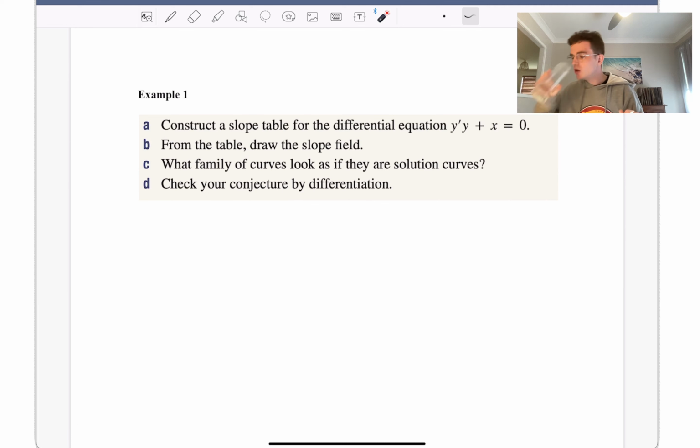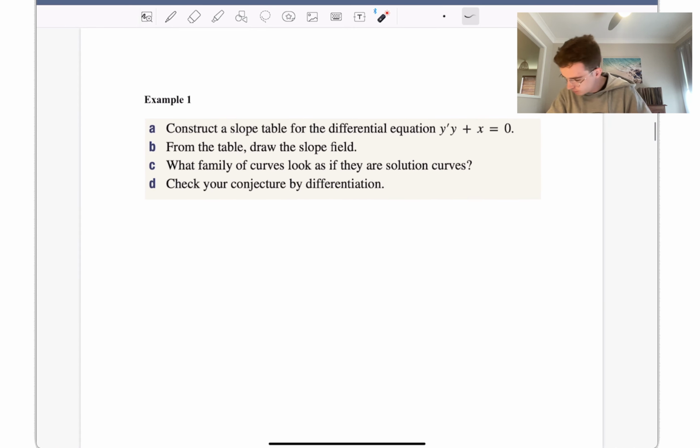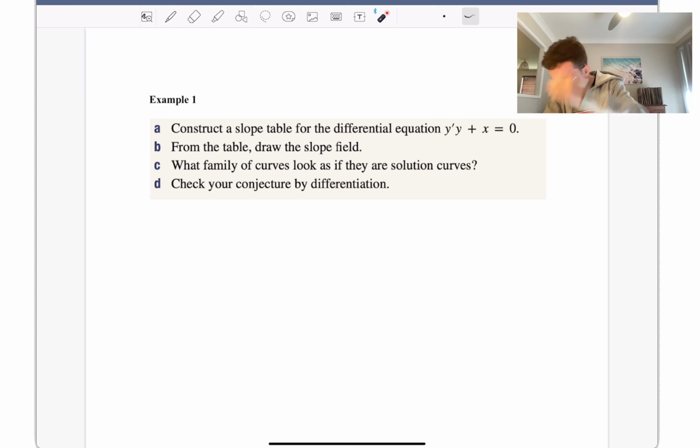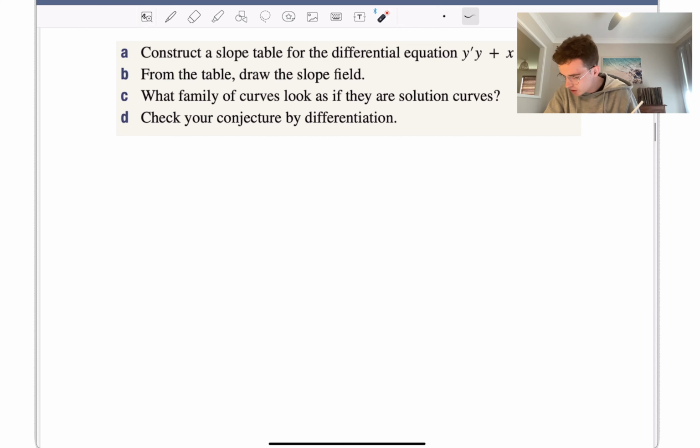So example number 1, we're going to construct a slope table for the differential equation y dash y is equal to x plus 0. To do that, we need to construct a table of values. So we might go from -4 to 4: -4, -3, -2, -1, 0, 1, 2, 3, 4.